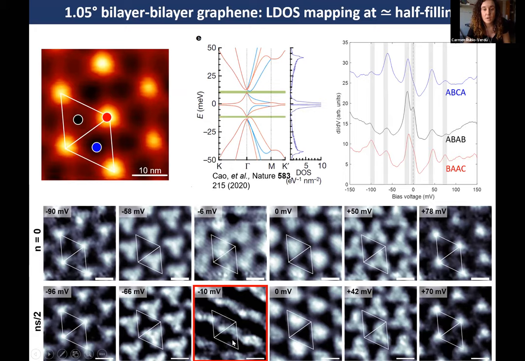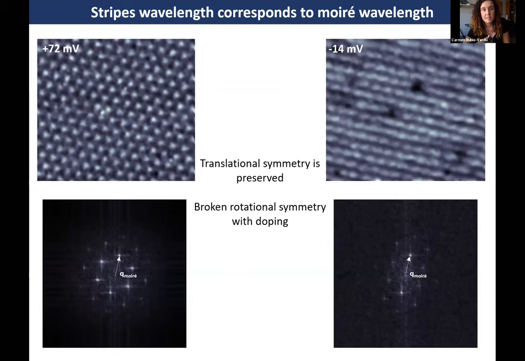It's only in this one that the symmetry has been reduced to C2. So basically the system breaks rotational symmetry. And that broken rotational symmetry, we observe it for these long range regions. So this is the 200 nanometers map for a high energy.